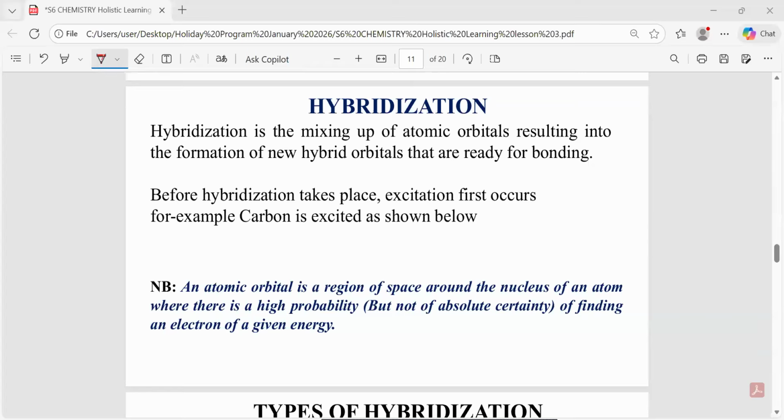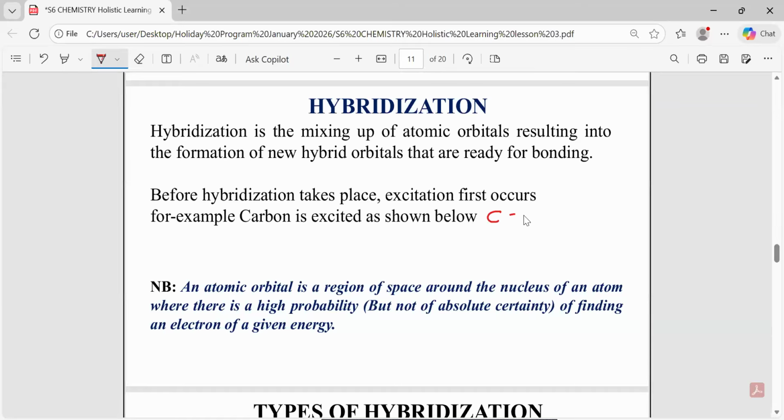Okay, it's when heat energy is supplied to a carbon atom in its ground state. Okay, it's in its normal state. One of the s electrons, since its electronic configuration is 1s2, 2s2, and 2p2. So one of its electrons. We move slowly. 1s2, 2s2, and 2p2. Okay.